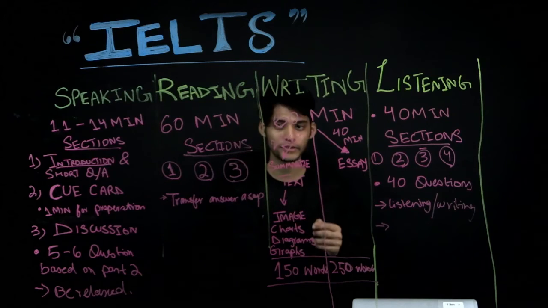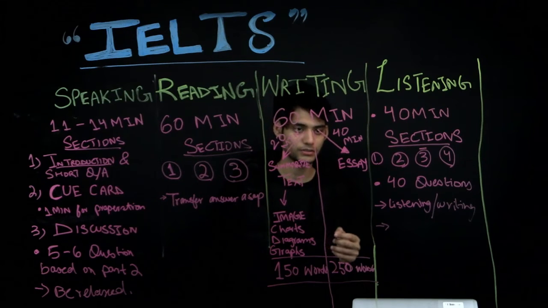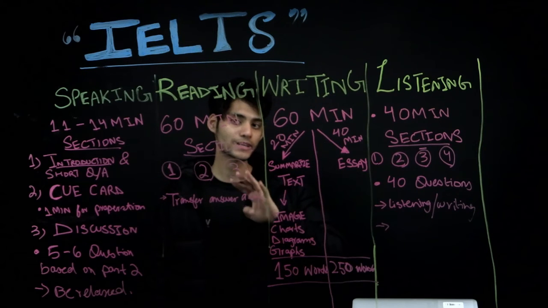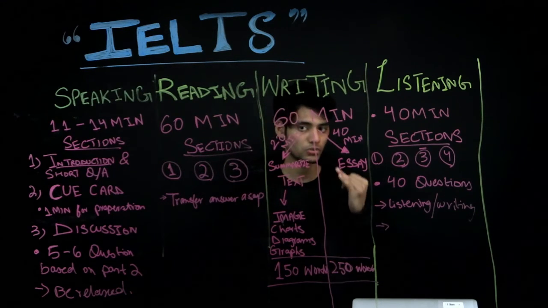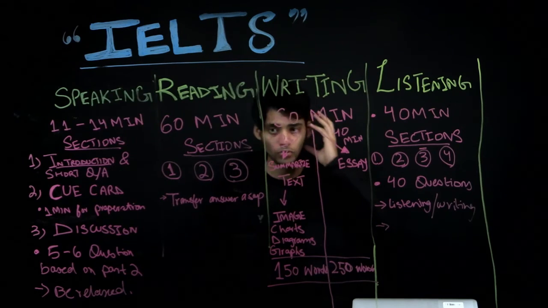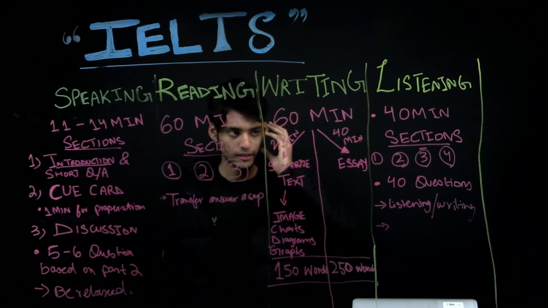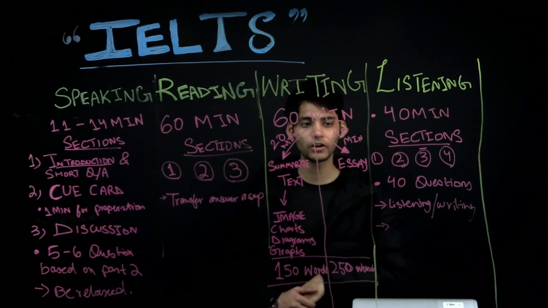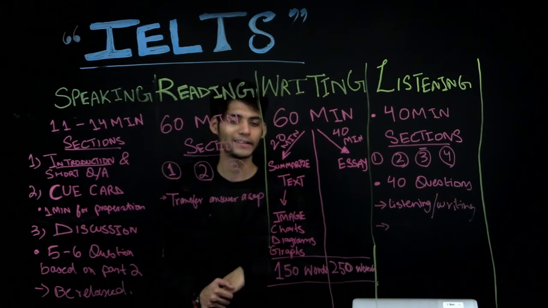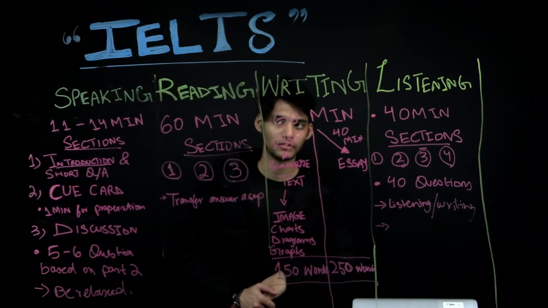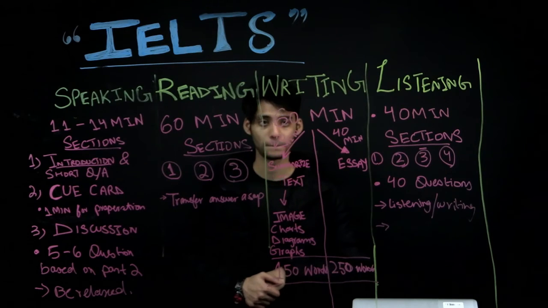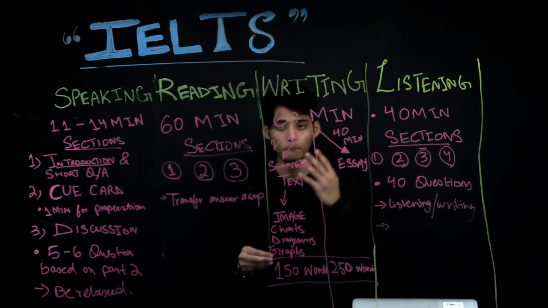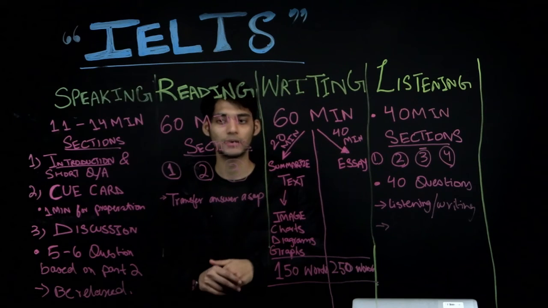You have 40 minutes for your listening examination. It consists of 40 questions and 4 sections in total. So section 1, section 2, section 3, section 4. You have to wear a headset and listen to the questions while simultaneously transferring the answers in your answer sheet. At the end of your exam, you get approximately 10 minutes to transfer your answers, whereas in reading you don't get that time. So this was the brief conclusion of the 4 components of IELTS examination.